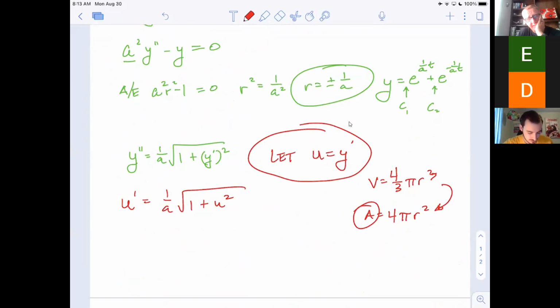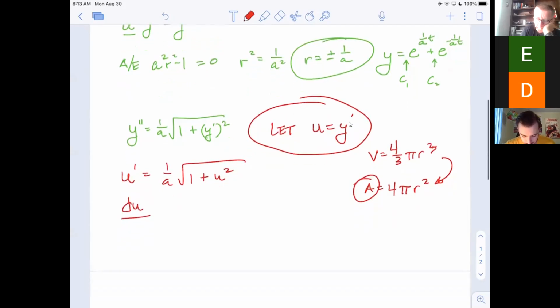But the cool thing about this is, what if you realize that this u prime is really du dx or du dt, depending on how you want to think about it. Let's see, we're talking about a cable, so I guess I'll use x's instead of t's here. That's what u prime means. And so if I'm staring at this, what might occur to you is, hey, in the language of this class, that is a separable differential equation.